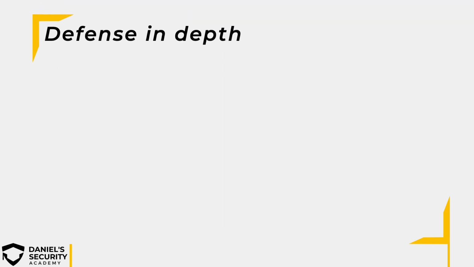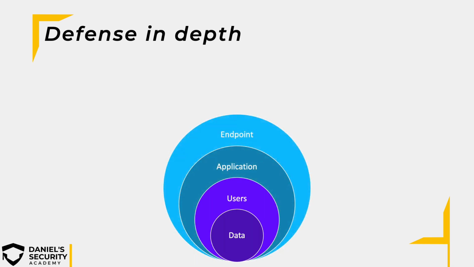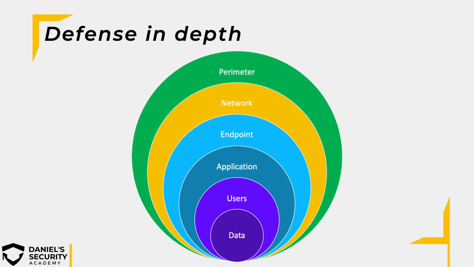And finally, I want to touch base with a concept in cybersecurity called defense in depth or layered defense. Both terms are used. Pretty much what it says is, if you want to protect your data, for example, you should have data security. You have security for your users. You should have application security, endpoint security, network security, and you should have perimeter security.